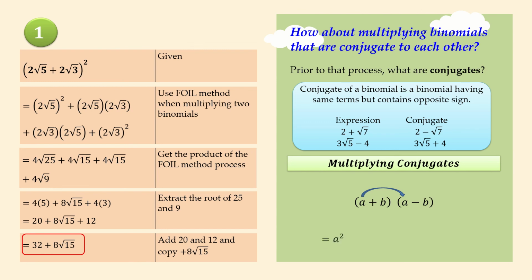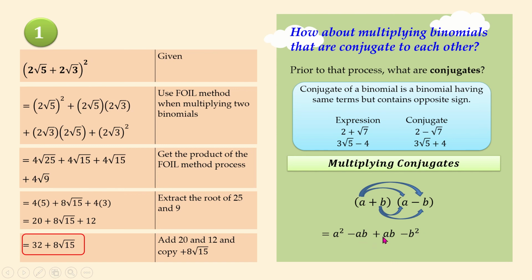The first binomial is plus, the second binomial is minus. A times A is A square. Then outer, A times negative B, negative AB. Inner, positive B times positive A is positive AB. Then positive B times negative B is negative B square. A square minus AB plus AB minus B square.